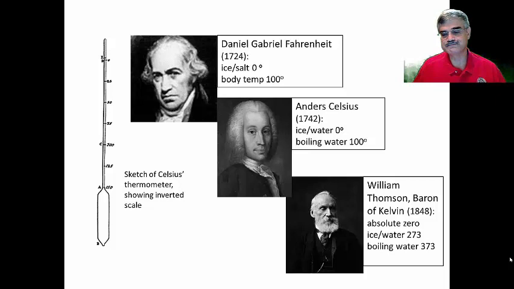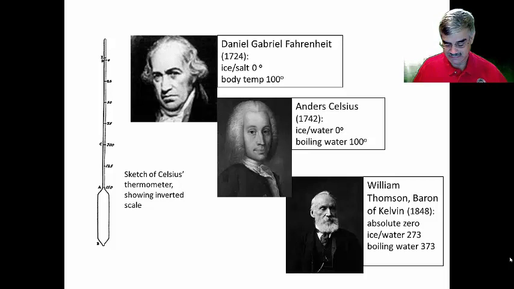Now, just as an aside, we call it the Kelvin scale. He was called the Baron of Kelvin, or Lord Kelvin, because there is a river called the Kelvin River in Scotland. And so you can imagine that if he'd been in the United States, we'd be talking about a Mississippi temperature scale or something like this. But it's the Kelvin scale that we talk about.